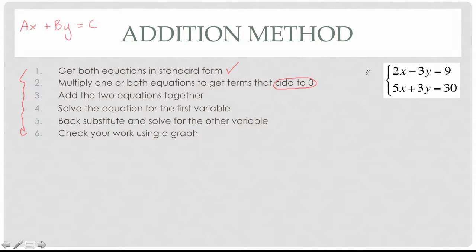The addition method is the best to use if they already are in standard form. So here I've got 2x minus 3y equals 9 and 5x plus 3y equals 30. These are already both in standard form. They're already lined up with my x terms, they're already lined up with my y terms, and they're already lined up with my constants.